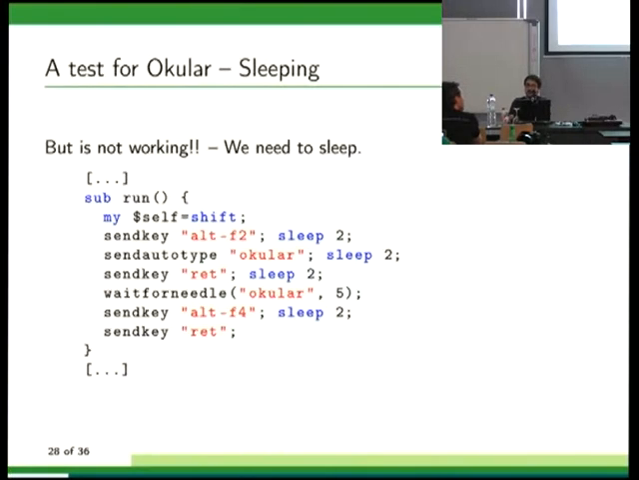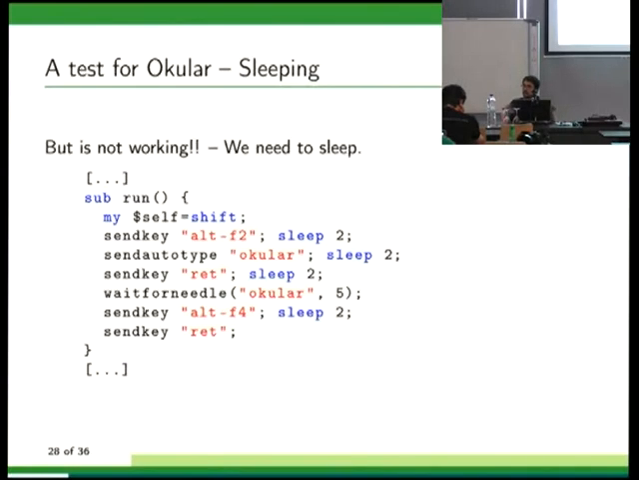Maybe this delay between ocular and the return key, maybe this sleep is a bit excessive and is not needed. So does the wait for needle have an embedded sleep in it, or do we need to put it in that 5? So that 5 seconds is an embedded sleep. The thing about it is a bit different. The sleep is to give time to the test and to the operating system to run the event that we send.